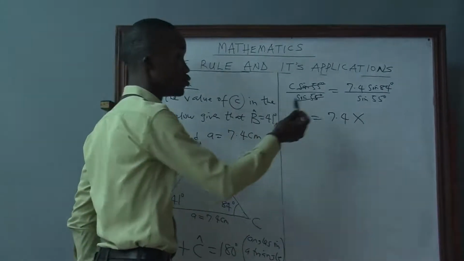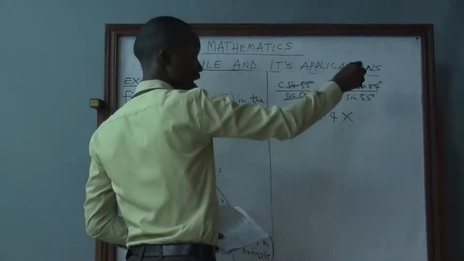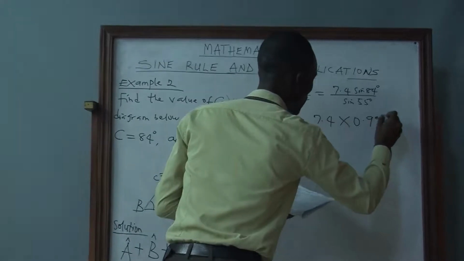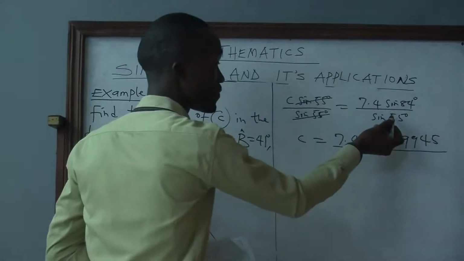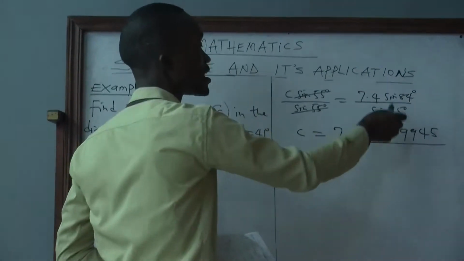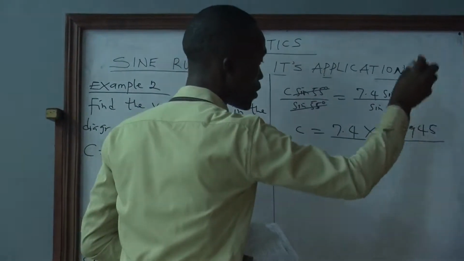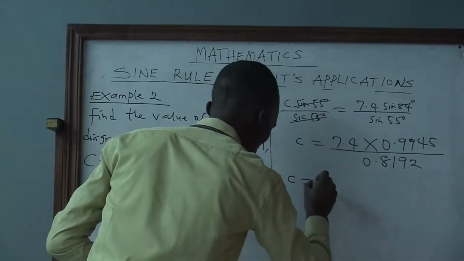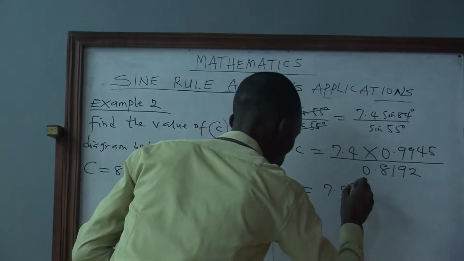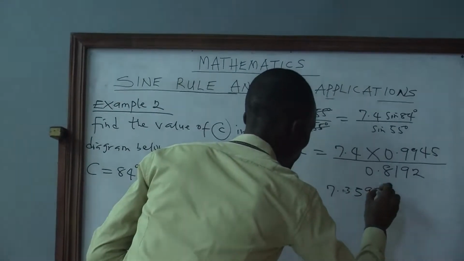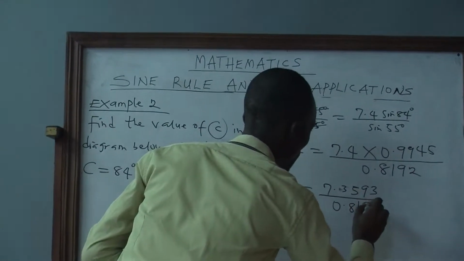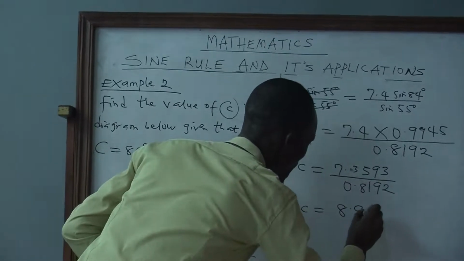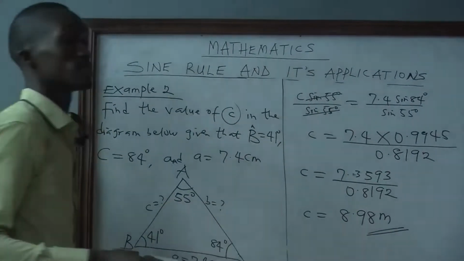Now if you go to our four-figure table, sine 84, we check under sine of angles, 84 under 0. And that will give us 0.9945. Then we also do the same thing for 55. We check from sine of angles, sine of 55 under 0. That will give us 0.8192. And if you use our calculator, C will be 7.3593 divided by 0.8192. And if you divide the two, we have C to be 8.98 meters. And that's the answer to that.